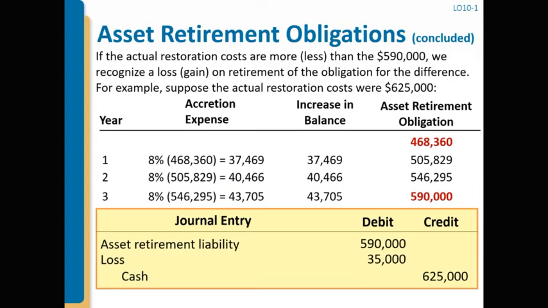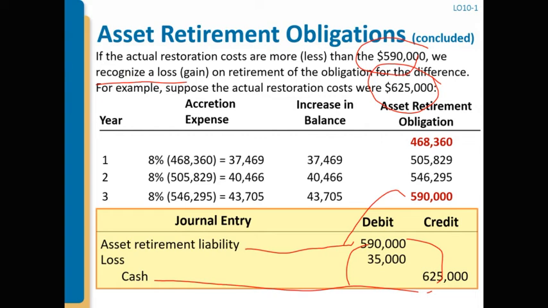So think about if the actual restoration costs are more than the 590. Okay, so we recognize the loss. Think that in this example the restoration cost was actually 625,000. So what will happen now? The asset retirement liability is 590 that we have calculated here, and the cash we have paid is this one. So the difference between these two is our loss. Okay, that is 35,000.